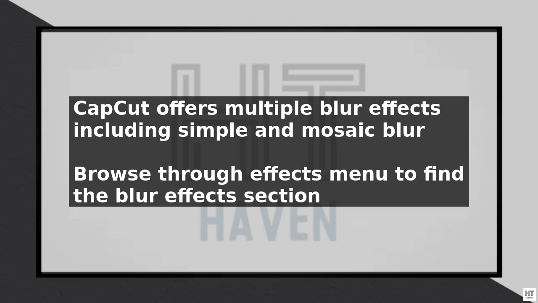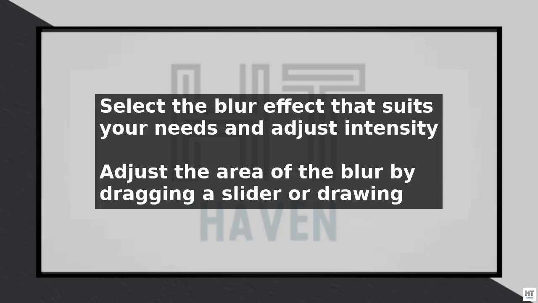Once you have located the blur effects, select the one that suits your needs. For instance, if you want to blur the background of a portrait, use the portrait blur effect. If you want to blur a specific object or area, use the mosaic blur effect. After selecting the blur effect, adjust the intensity and area of the blur to your liking.